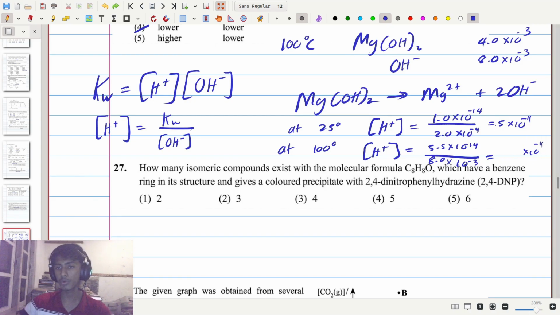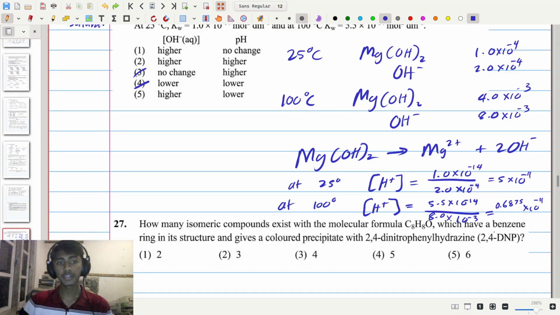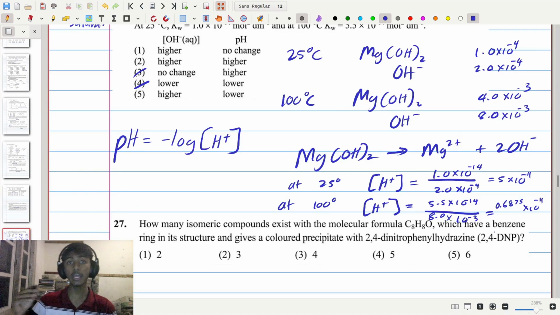Now if I actually take the value, 5.5 divided by 8.0 will be equal to 0.6875. So 0.6875 times 10 to the minus 11 is equal to the H plus concentration at 100 Celsius. And we can see this number is a smaller number than this number right here. Now according to that, since the pH is equal to the negative base 10 logarithm of the H plus concentration, having a low H plus concentration means you have higher pH, and therefore at 100 Celsius the pH is higher than that at 25 degrees Celsius.